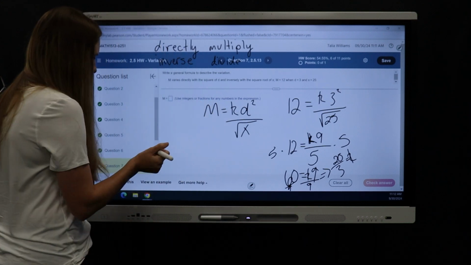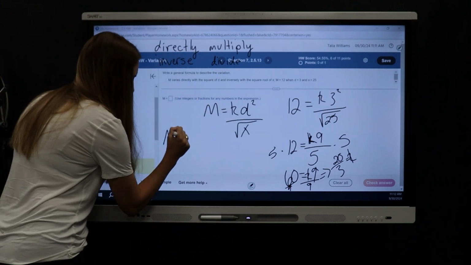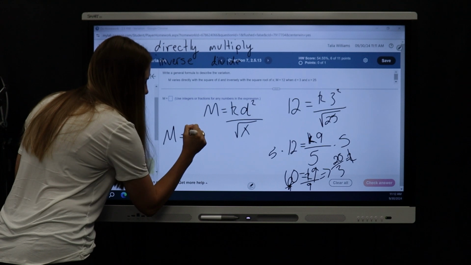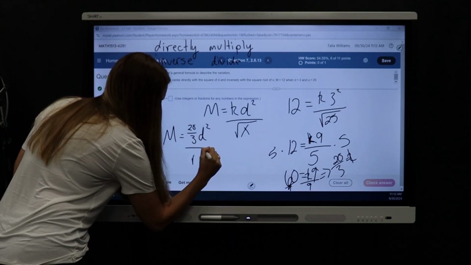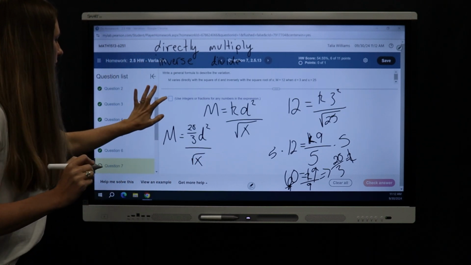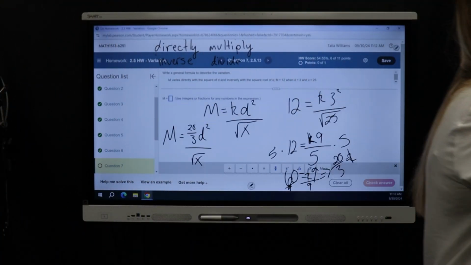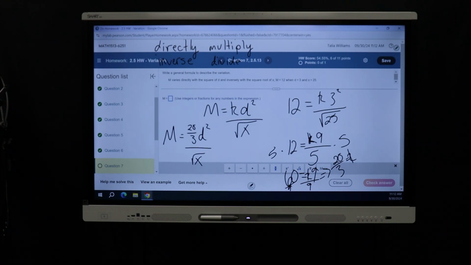So we're going to have m equals 20 over 3 d squared over the square root of x. So I need a fraction, and then I need to do 20 over 3. Beautiful. d squared, square root of x. Find k, plug it in.